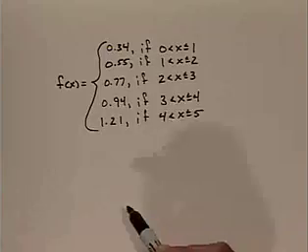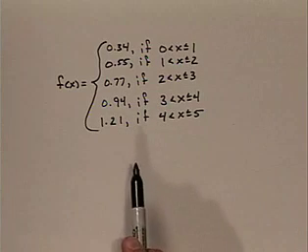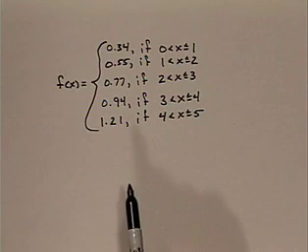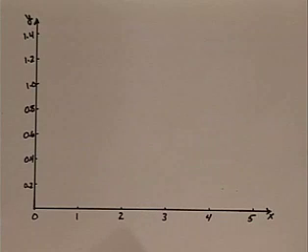Now, in this case, notice that each piece of the function is a constant. And so this particular type of piecewise function we call a constant piecewise function, or a piecewise constant function. Let's take a look at how we might graph this function. A letter that weighs greater than 0 ounces but not more than 1 ounce is going to cost 34 cents.